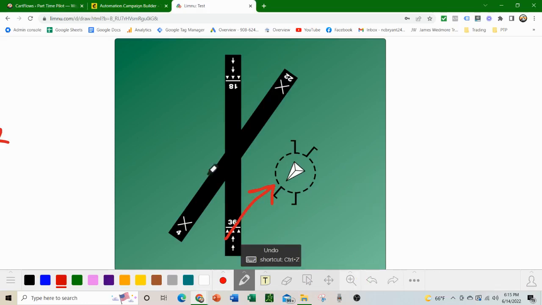Now with this scenario, what runway is best in this scenario right here with the wind how it is? What runway is best to land on? And what would the traffic pattern be, left or right? So which runway and what traffic pattern?